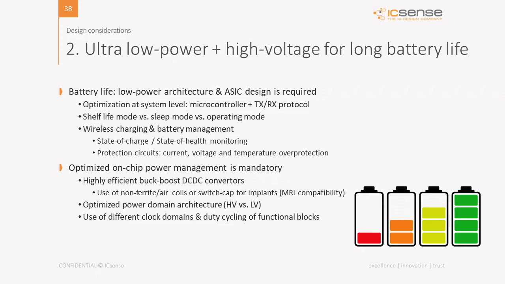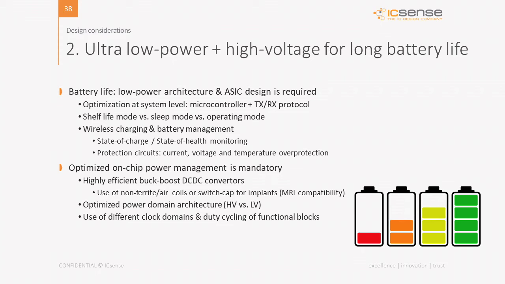Also, what kind of communication protocol are you selecting? At what data rates are you targeting? With respect to optimization of the overall current consumption, you can play with different states. You can make sure that the chip is optimized under all different operation modes: during shelf life, sleep mode, and operating mode. So the different phases have to be defined very carefully.